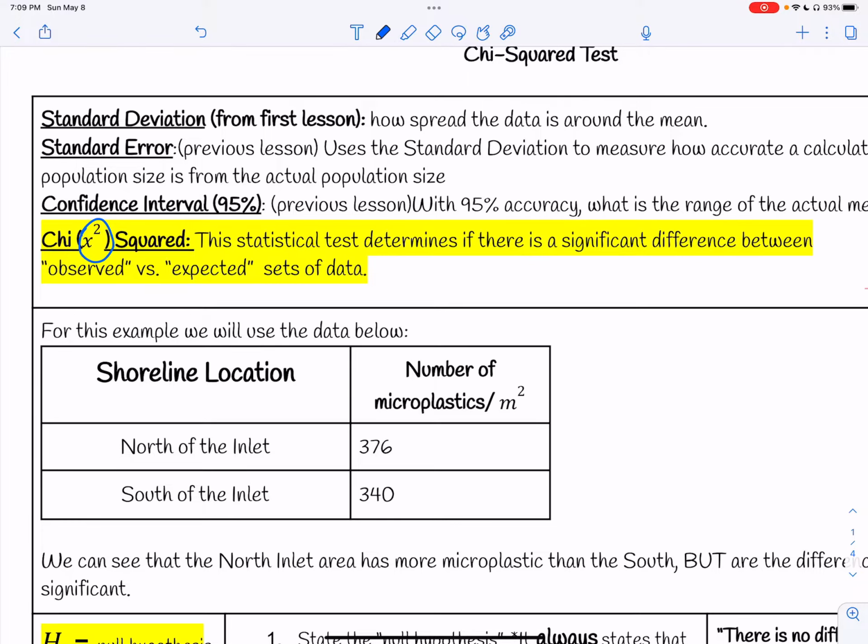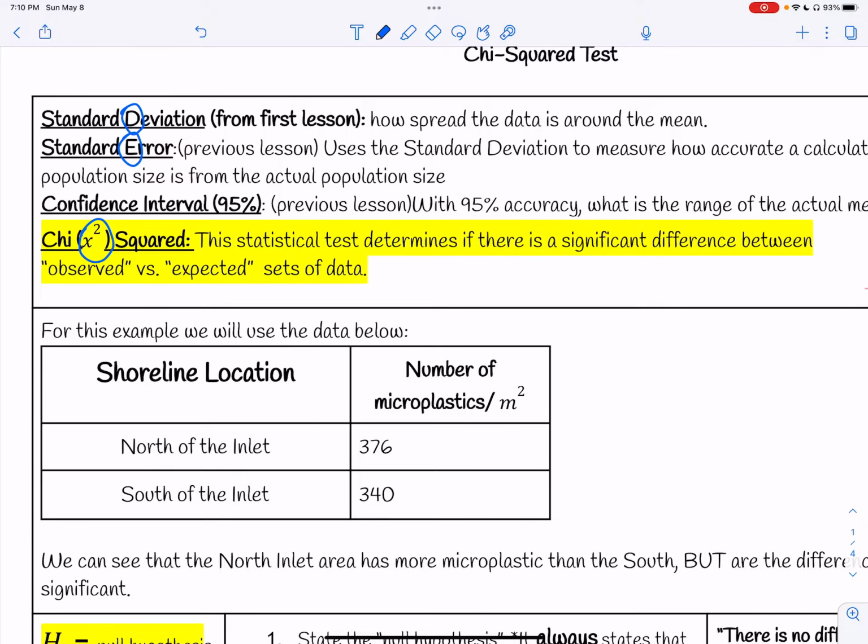Standard error was just the last one that I did a video for and went over. Here you'll use your standard deviation. Remember, in the alphabet, D comes before E. So you have to do the deviation before the error, but that would be evident in the formula because the standard error formula requires the deviation. So here we're going to use the standard deviation to measure how accurate the population size is from the actual population size.